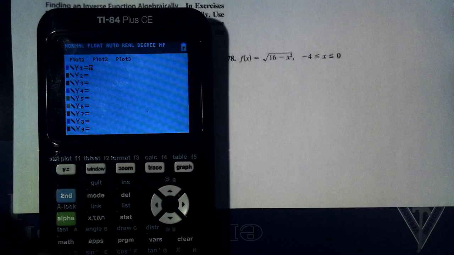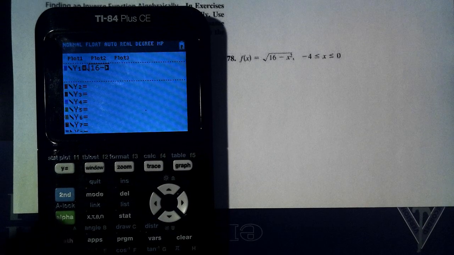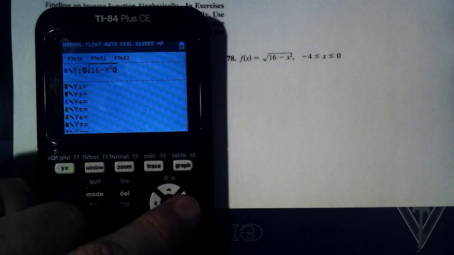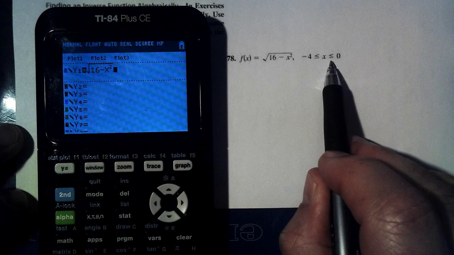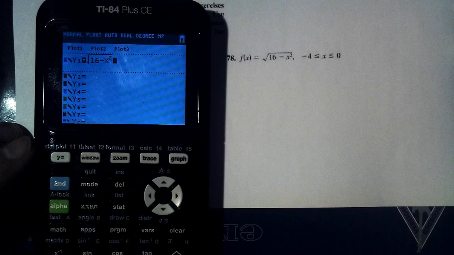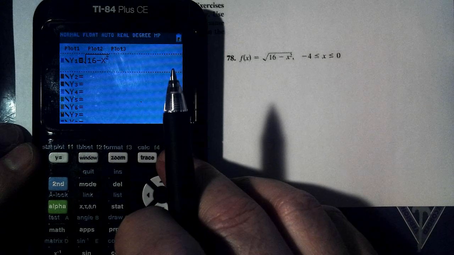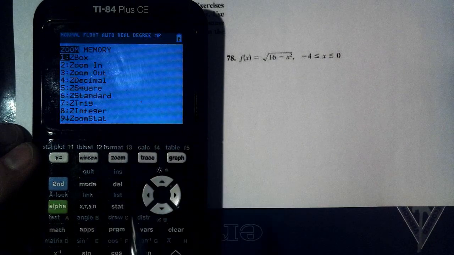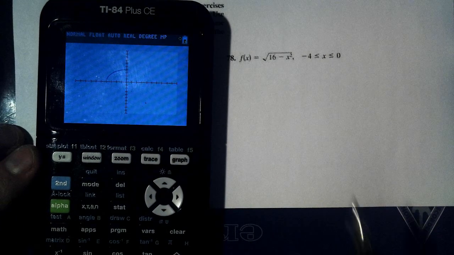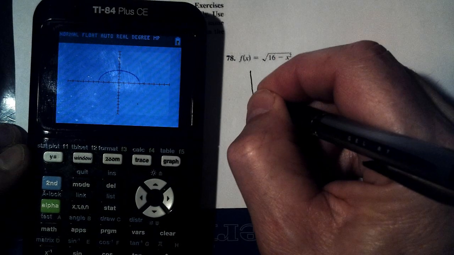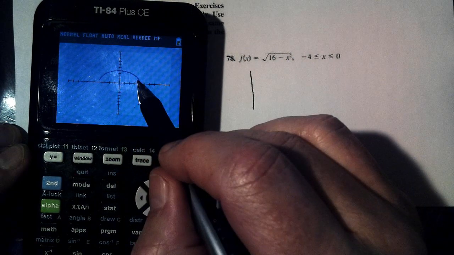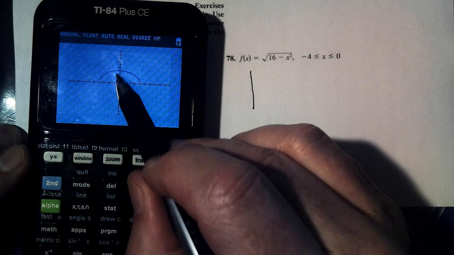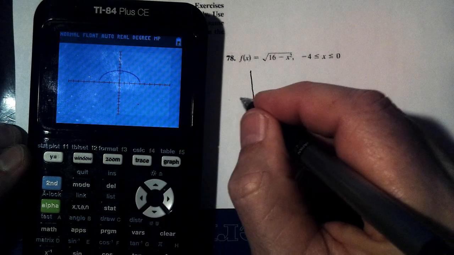Clear that mess. Let's go second square root 16 minus x squared. And I'm really only interested in -4 to 0. So we graph this thing. Let's take a look. Zoom 6. The graph of this, you'd say it looks kind of like half an ellipse, but it's actually half a circle because that's up 4, that's right 4, that's left 4.